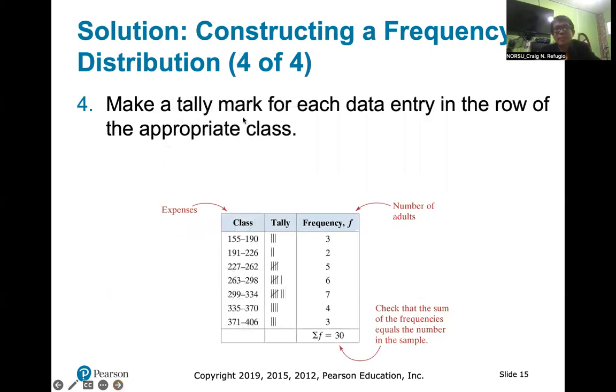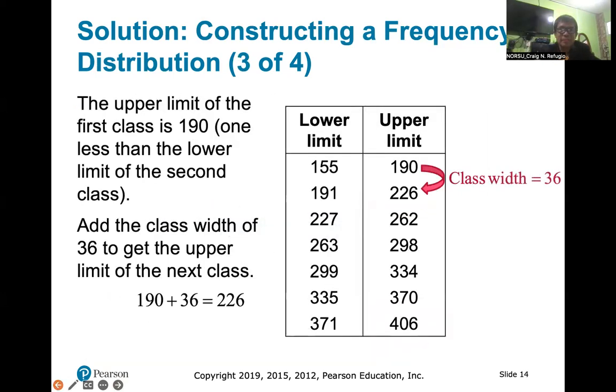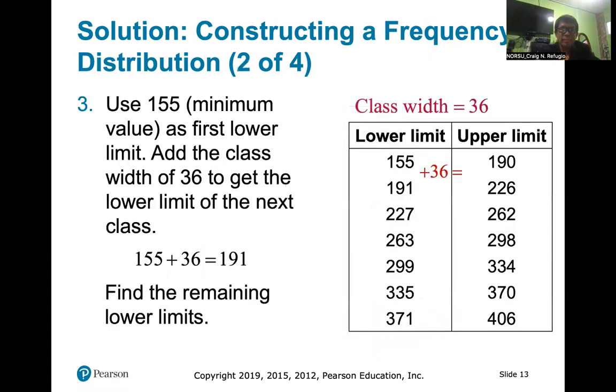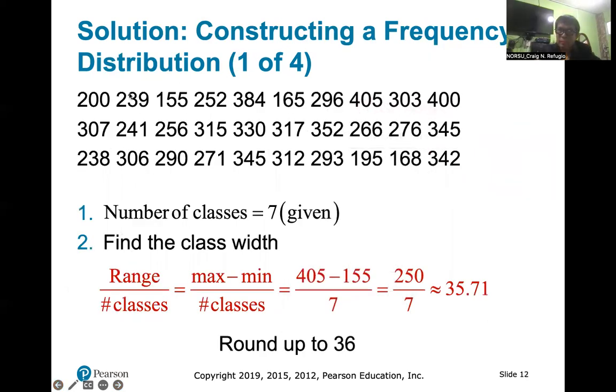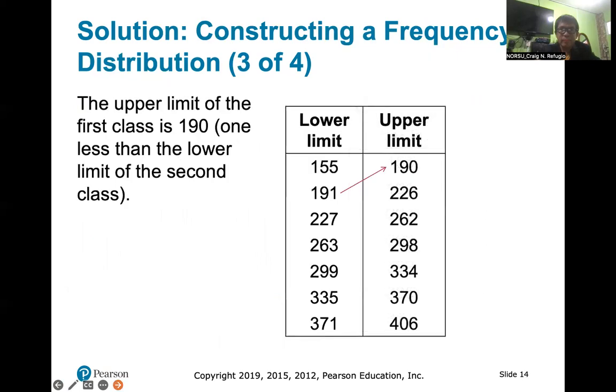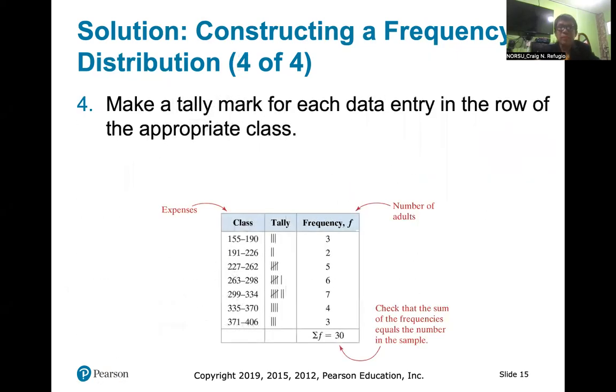So the next one, make a tally mark for each data entry in the row of the appropriate class. If we go back to the data given, you're going to tally. For example, 200. Let's look at where 200 belongs. It belongs to this class, 191 to 226, which contains 200. So we have one tally.